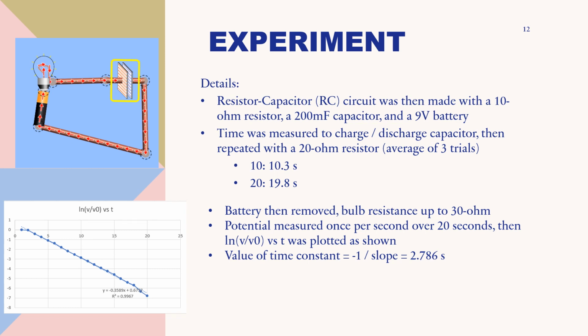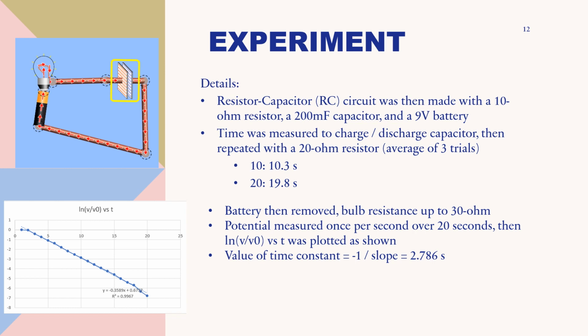You can see it roughly doubles for doubling the resistance, showing that a greater resistance means a greater time to charge. The battery is then removed, bulb resistance was up to 30 ohms, creating a new circuit. Potential was measured once per second over 20 seconds, and then natural log of potential over initial potential versus t was plotted as shown on the left.